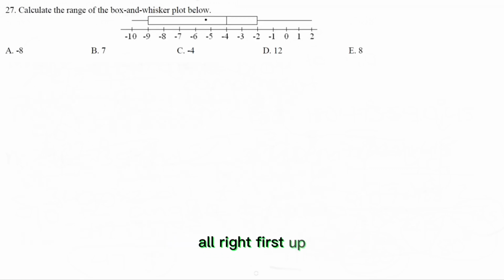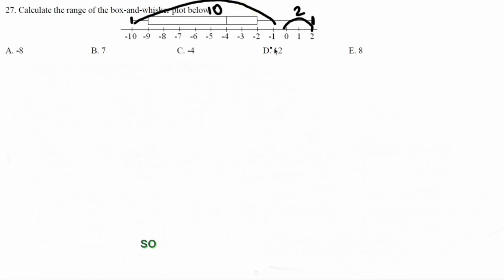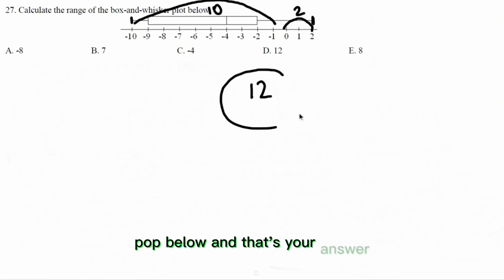Alright, first up, calculate the range of the Box and Whisker plot below. Alright, so the range is just the difference between the first number, which is negative 10, right here, and the last number, which is 2. So that's 2 after 0, so 2 right here, and 10 before 0, so 10 right here. So if we add these up, we get 12, and that's the total range of the Box and Whisker plot below, and that's your answer.